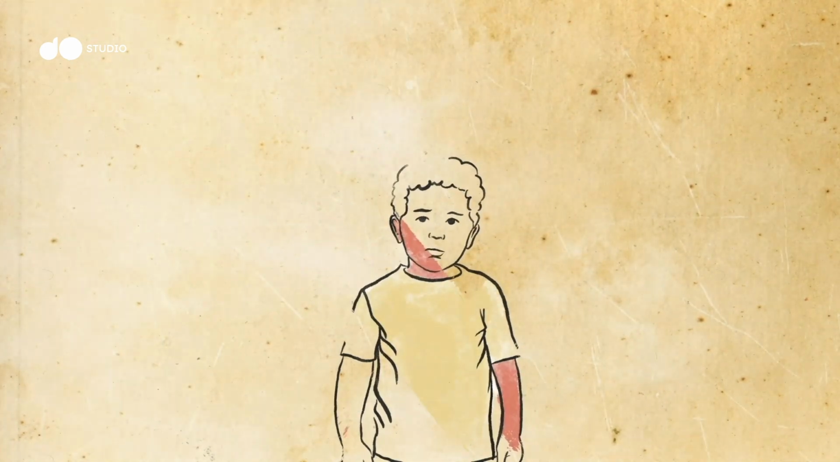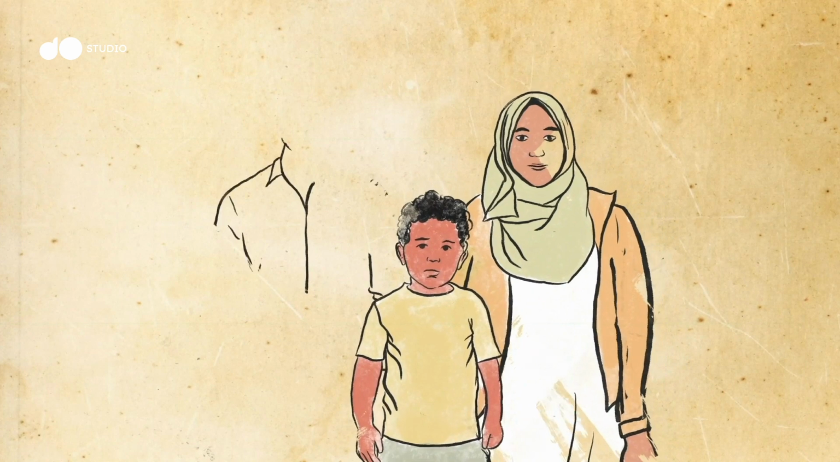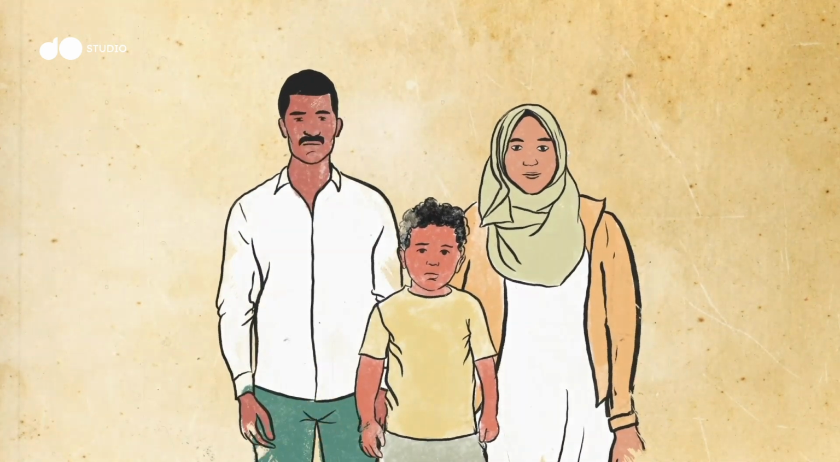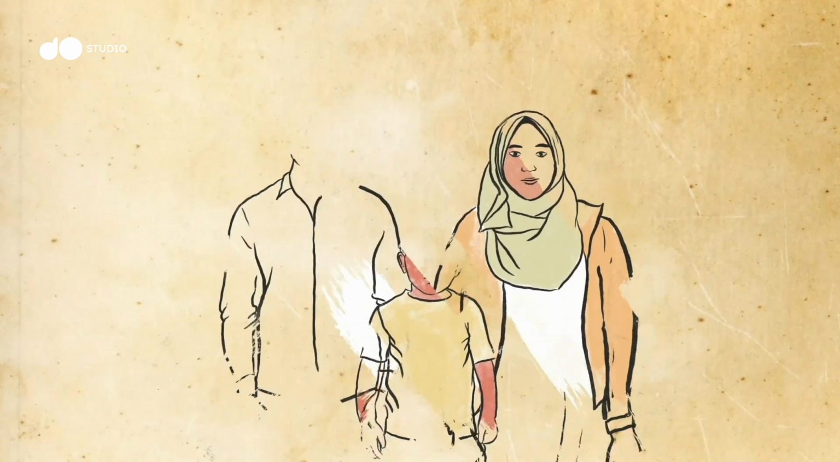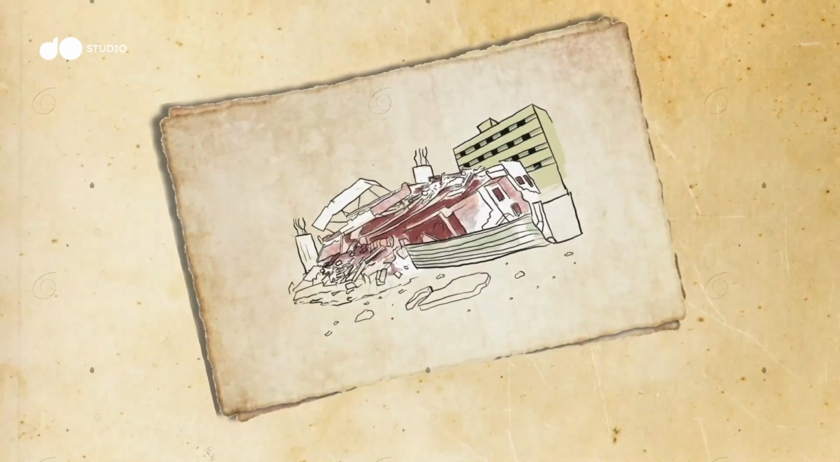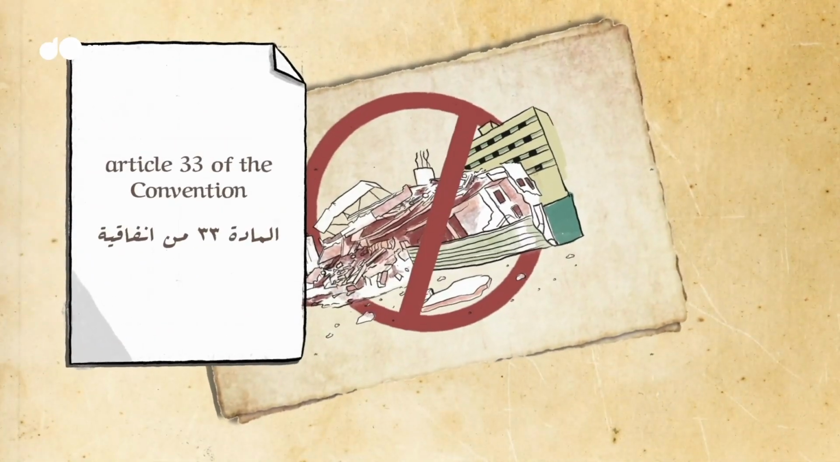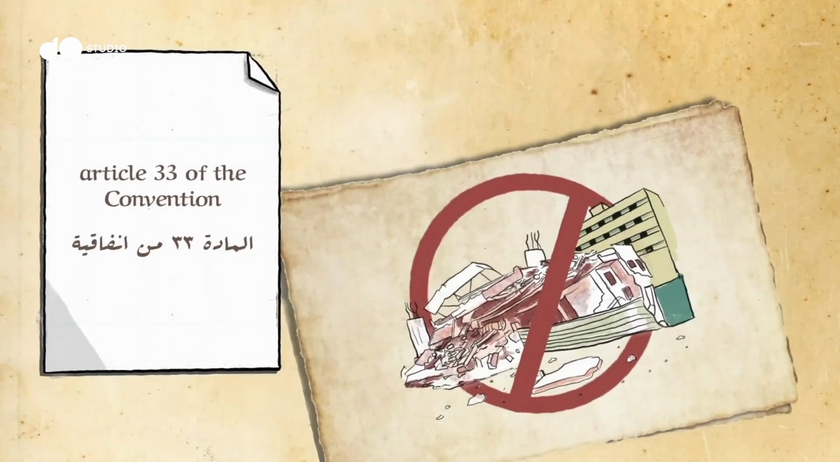Many Palestinians have had their houses demolished after a family member had been accused of carrying out attacks against Israeli occupying forces or settlers. This practice is prohibited under Article 33 of the Convention as a form of collective punishment.